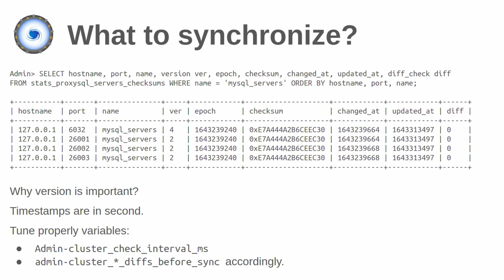Then you have the epoch. This is the epoch of when this specific configuration was created. Historically it was when it was applied, but we had an issue there that created some problems, and I'm going to describe it later. So now the epoch is when that specific configuration was created.